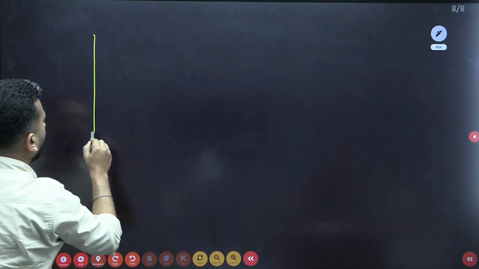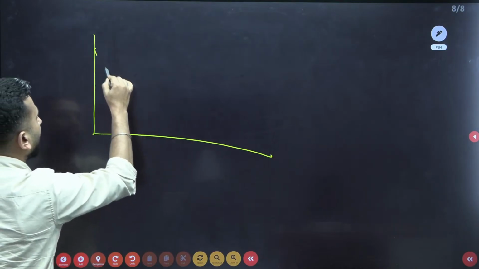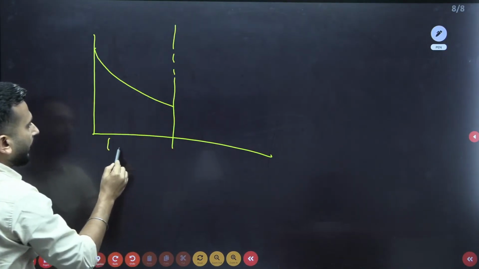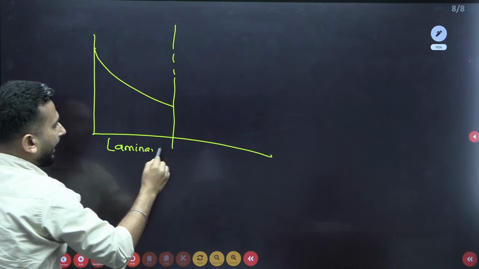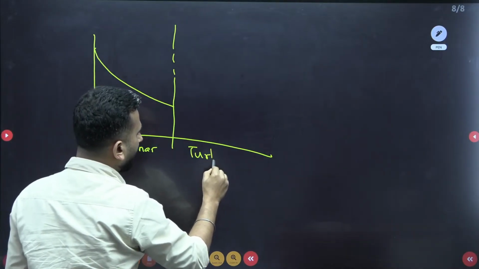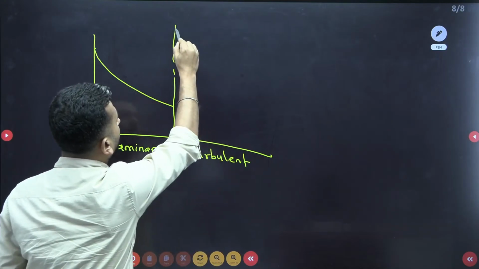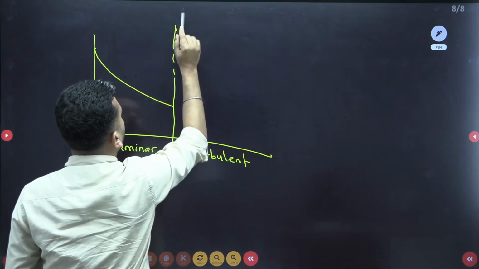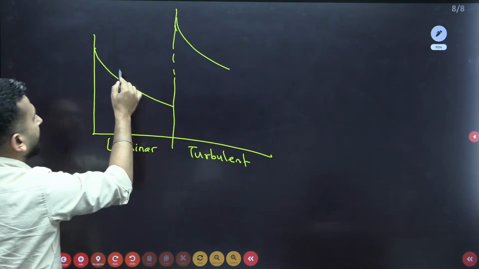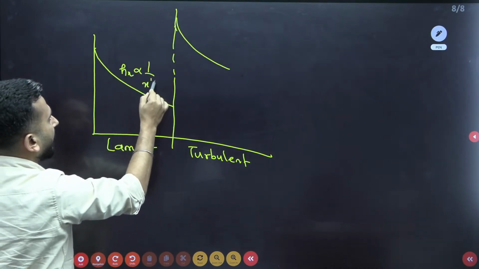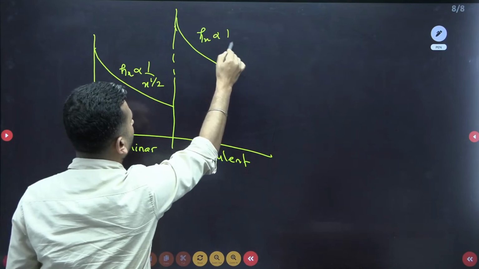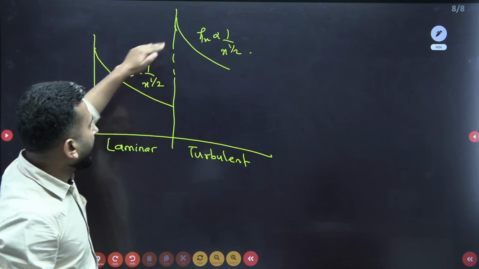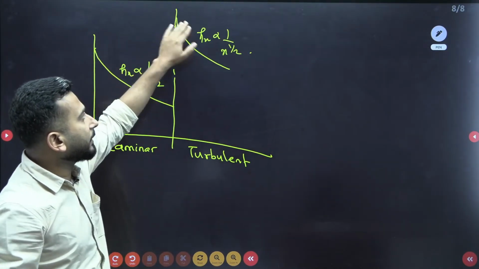So roughly, I can say that when you move across the plate, the H value decreases. Suppose this is the case of laminar, and after some time it will become turbulent. So again, the H value decreases. But when you ask me, sir, why is there an increase? This is Hx proportional to 1 by X to the power 1/2, and this is also Hx proportional to 1 by X to the power 1/2, so at least it is decreasing. So why in the laminar is the value low and in the turbulent the value high?